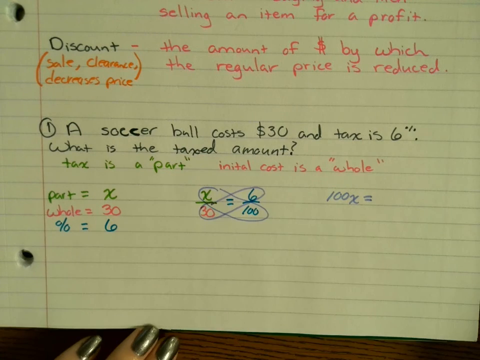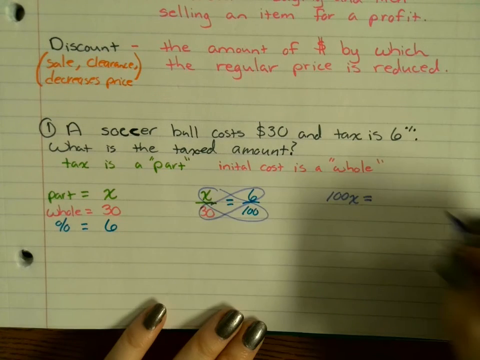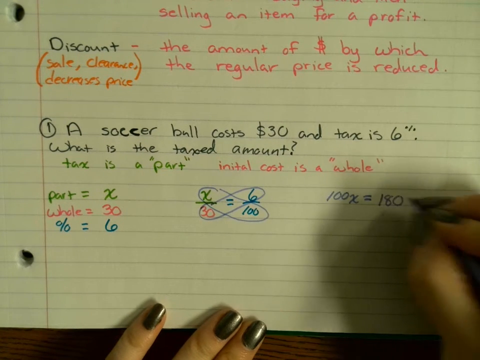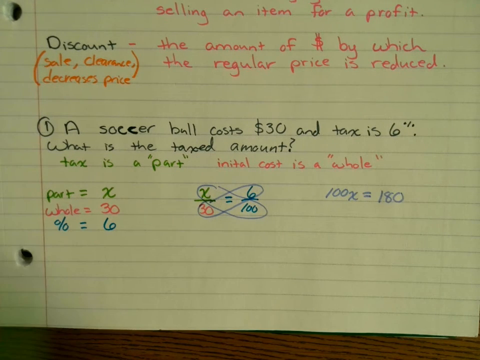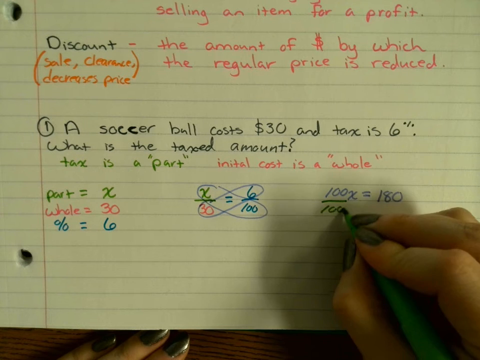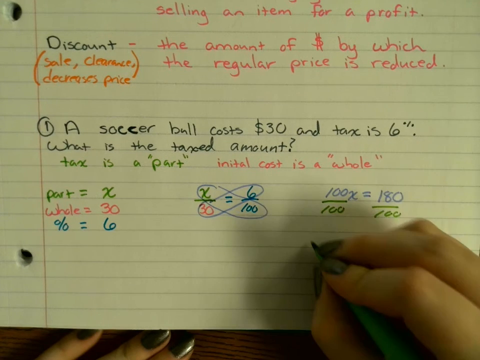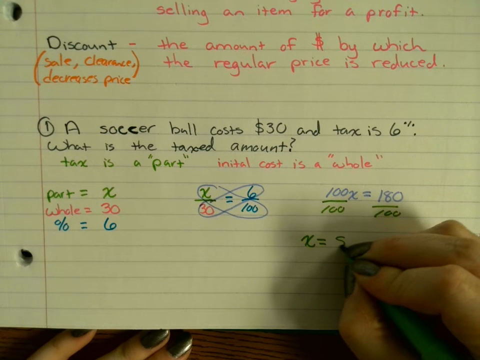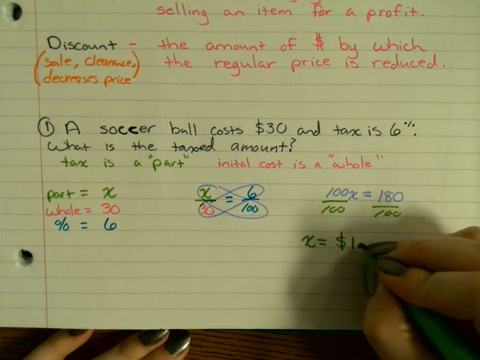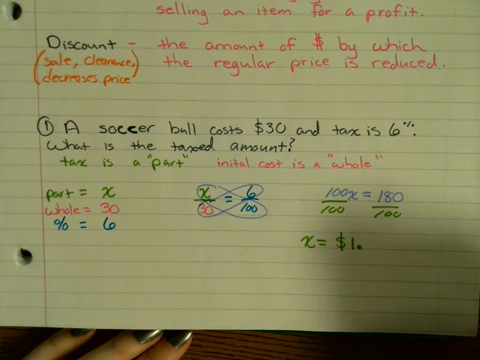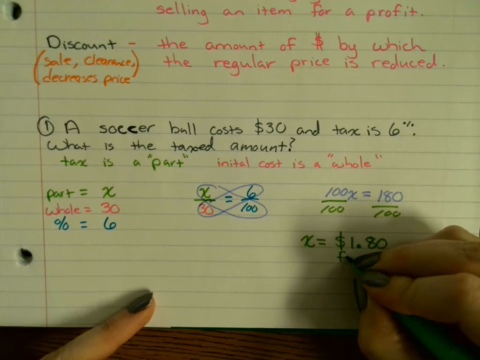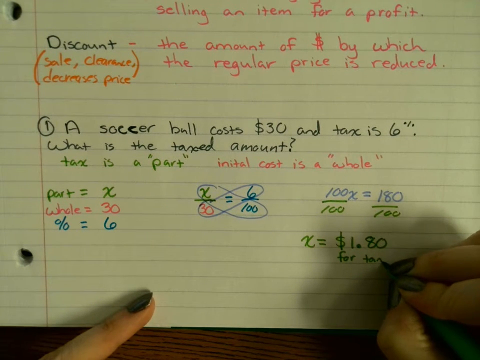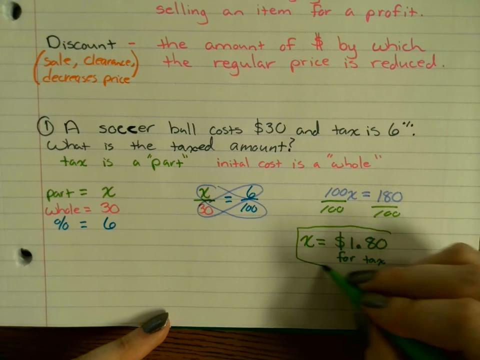Then we're going to multiply 30 times the 6, which is going to give us 180. And then we just need to divide both sides by 100. And X is going to equal 1.8. But we're talking about money. 1.8 is $1.80 for tax. So the amount of tax that you would be paying is $1.80.